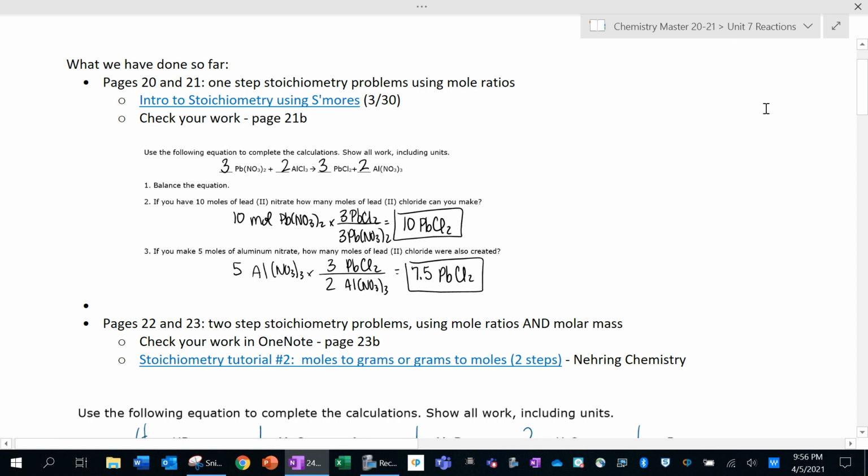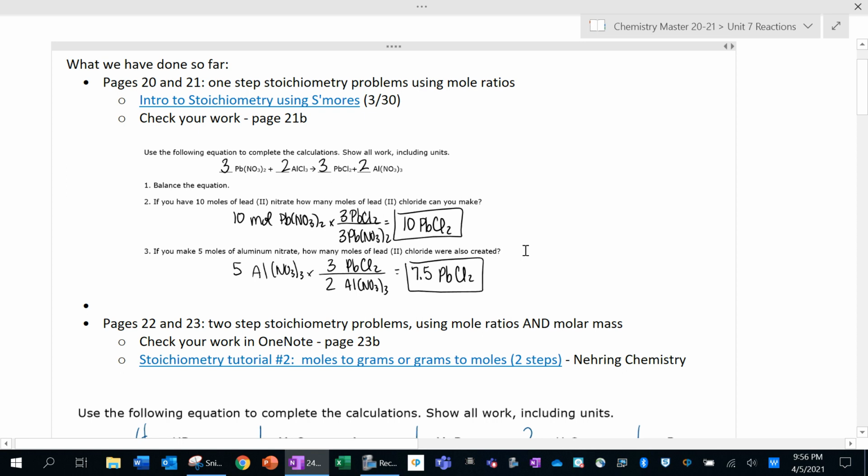So this is kind of the real, practical reactions that we do in the lab. If you want to produce a certain amount of product, you have to figure out how much reactant you need to mix together to get that product. So that's what we're looking at here with stoichiometry. We start out with one-step problems. We're just going from moles of one thing to moles of another thing.